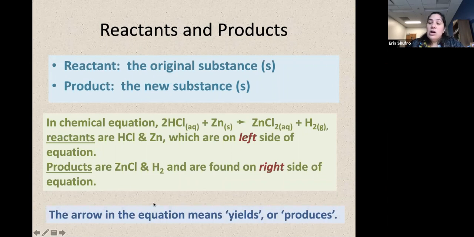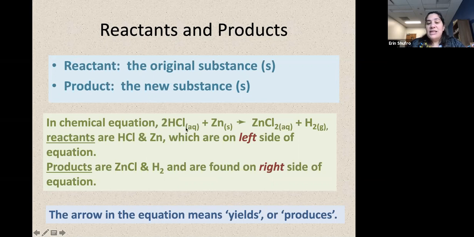Okay. The arrow in the equation means yields or produces. So we can read our chemical equation like a sentence. And this sentence says 2 hydrochloric acid in the aqueous state plus solid zinc yield or produce zinc 2 chloride in the aqueous state and hydrogen gas. Okay, so that's what my chemical equation is telling me. The arrow means yields or produces.